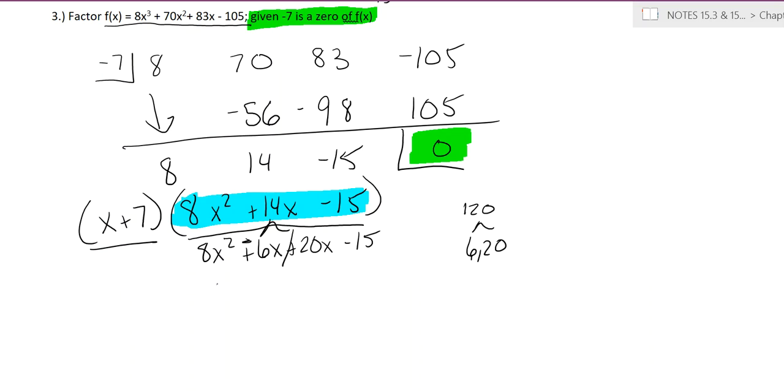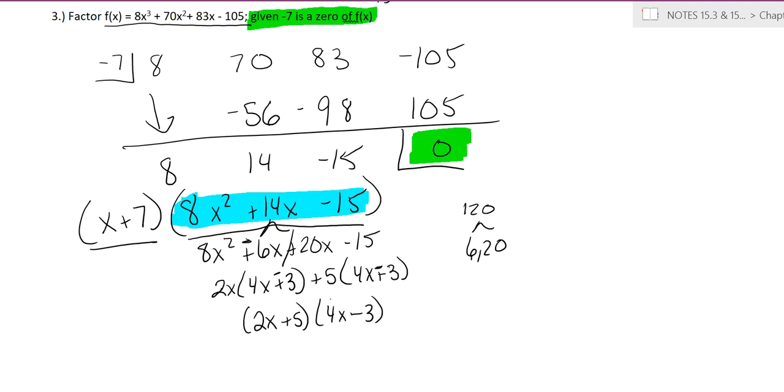And I'll split it and I'll get 2x times the quantity 4x plus 3, and then I'll take out a 5 here. I apologize. This should be a minus 3 and this should be a minus 3. I'm going to regroup. This is going to be 2x plus 5 times the quantity 4x minus 3. And then we'll drop this down: x plus 7.